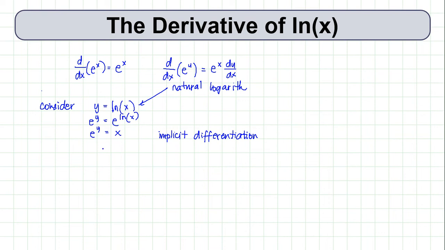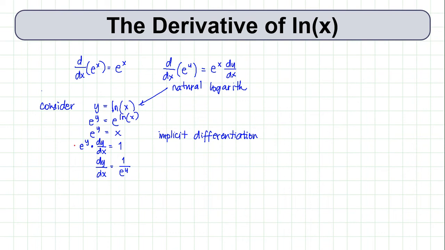In this case, ganito rin sa y, no? Ang derivative niyan ay e to the y times dy dx is equal to the derivative of x with respect to x, which is also equal to 1. Okay? Therefore, yung ating dy dx, yan yung ating gustong mahanap talaga eh, no? Will be equal to 1 over e to the y.